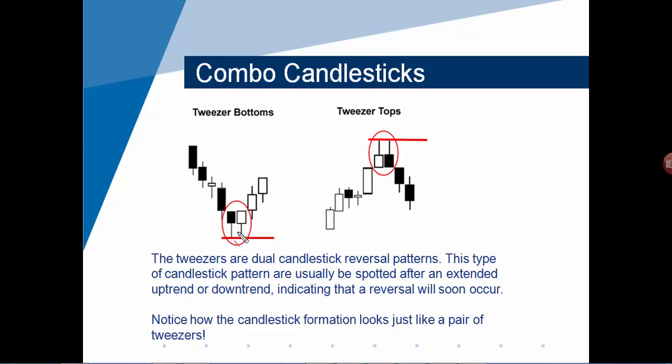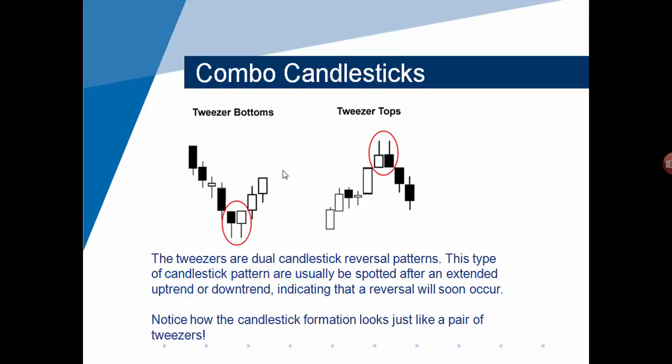Also, the colors of the candles are significant. So in a downtrend, we want to ensure that this candle is bearish and the candle that follows is bullish. In an uptrend, reversal to the downside, we want to ensure that this candle here is bullish and the candle that follows is bearish. So that actually tells us we're going to have a potential reversal in the market.